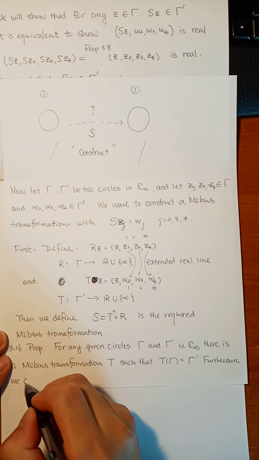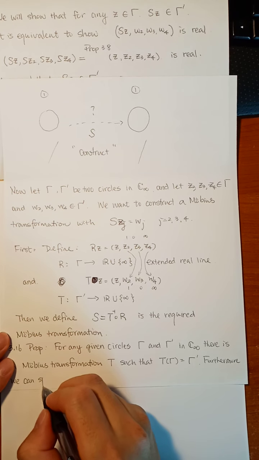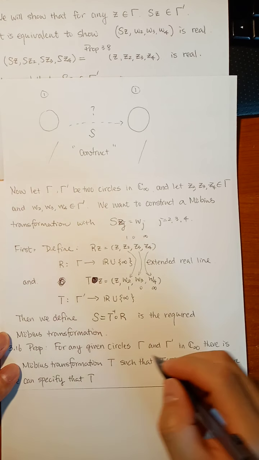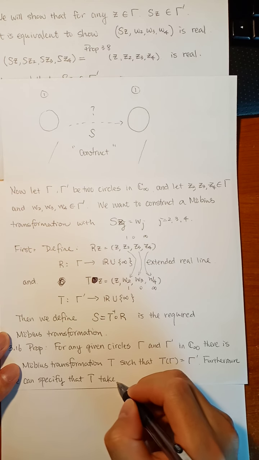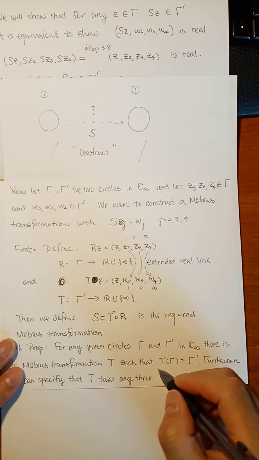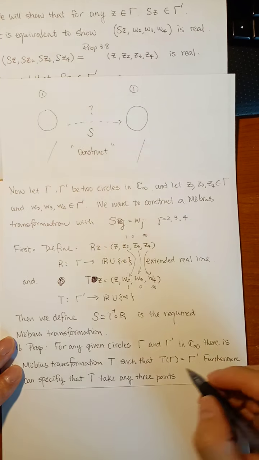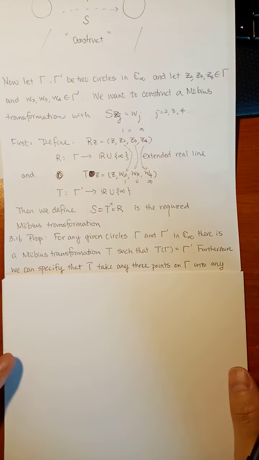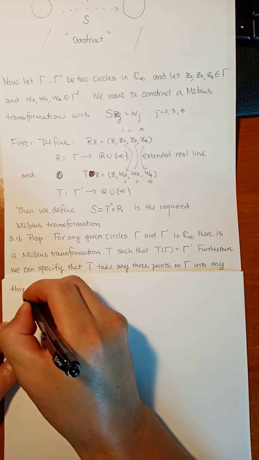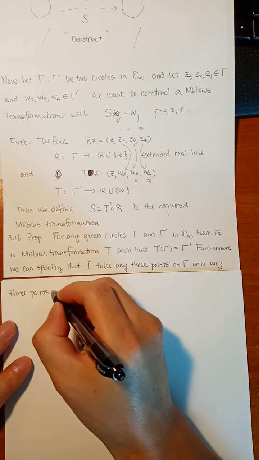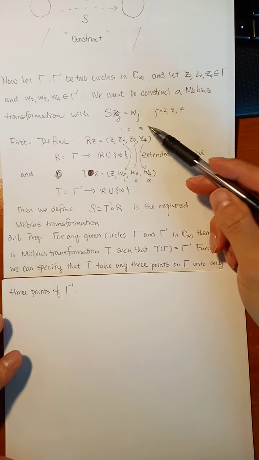we can specify that T take any 3 points on gamma onto any 3 points of gamma prime. Like this, we have Z2, Z3, Z4.